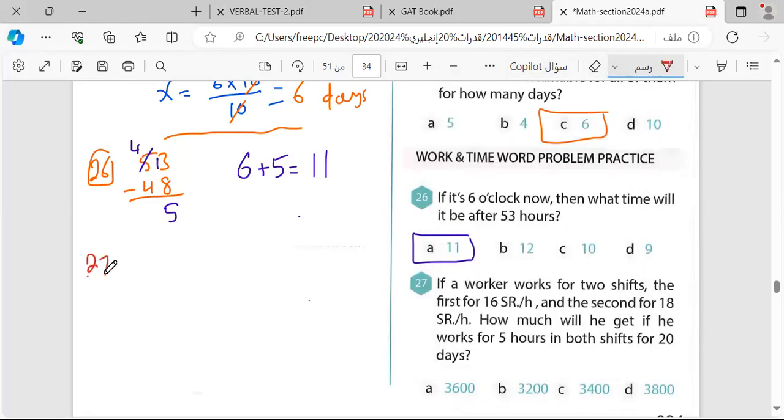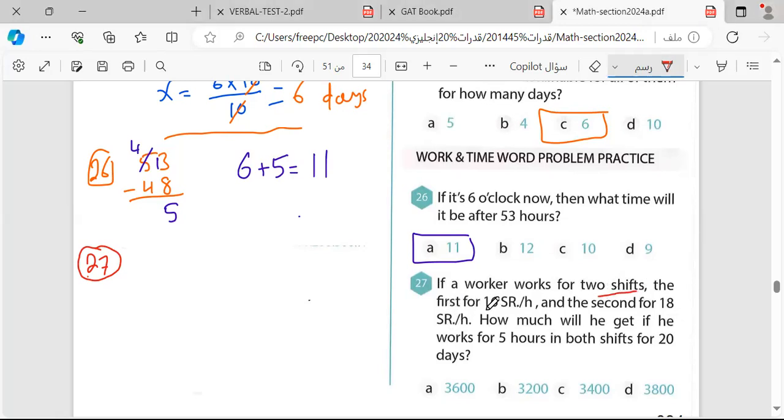يلا 27. Okay, can you read 27, Abdulaziz Saleh? Yes, Mr. If a worker works for 2 shifts, the first for 16 riyals and the second for 18 riyals, how much will he get if he works for 5 hours in both shifts for 20 days? Right. Here, thank you. 2 shifts.